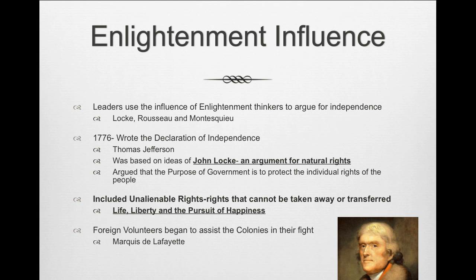And they argued that the purpose of our government is to protect the individual rights of people. And this includes those unalienable rights, like I said. And so because of all of this Enlightenment influence, you're going to start to see foreign volunteers. The Marquis de Lafayette is going to come over from France and help the Americans fight for revolution, because the Enlightenment is going on in Europe and people are starting to take hold of this new thought, and they're going to start to apply it and want to reform their governments.